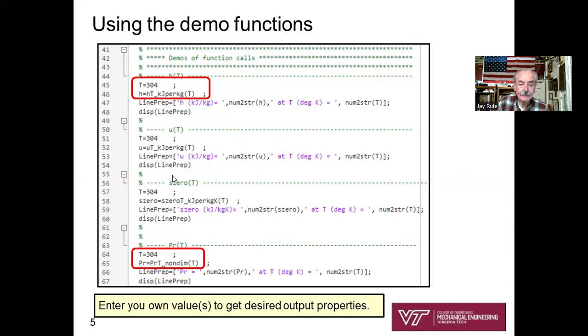So you get the idea of how the demo will work, but if you've got a different temperature, you're interested in getting the properties, H, U, S0, PR, VR, you put in that temperature and you will get a result immediately, complete with interpolation.